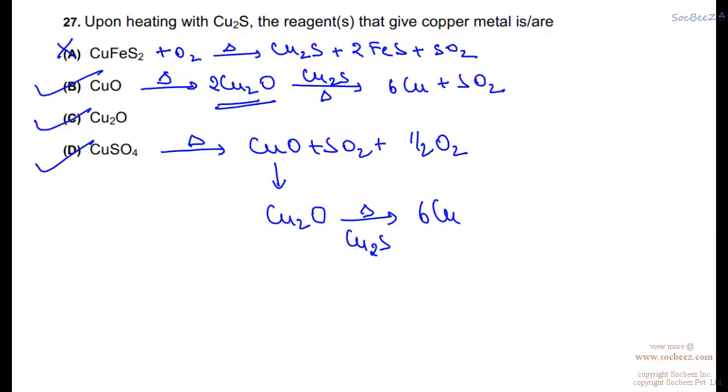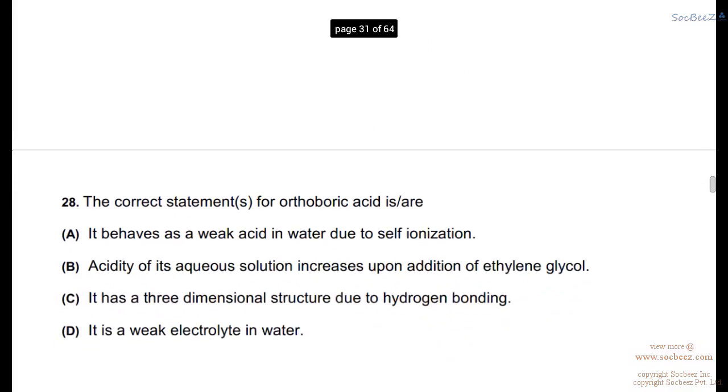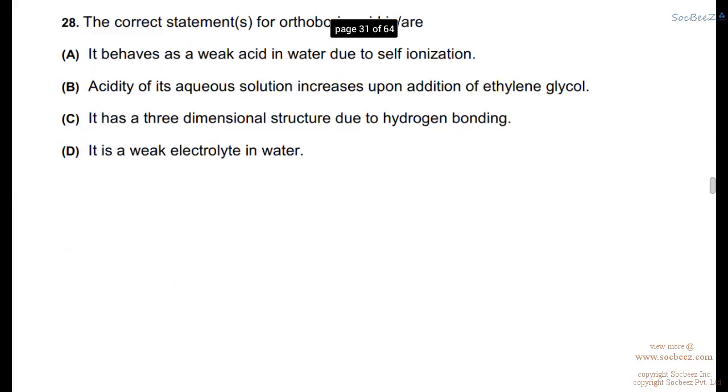Okay, so now let's see the other question. The question states: the correct statement for orthoboric acid is or are: it behaves as a weak acid in water due to self-ionization; acidity of its aqueous solution increases upon addition of ethylene glycol; it has a three-dimensional structure due to hydrogen bonding; it is a weak electrolyte in water. Whereas H3BO3 is a weak monobasic Lewis acid.